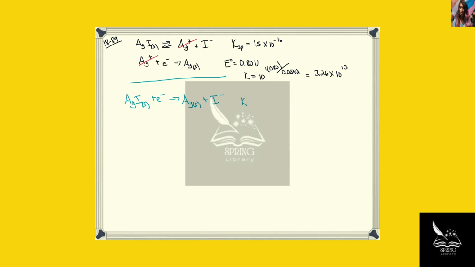We can now determine the equilibrium constant for this reaction by recognizing we summed these two reactions together to get the overall reaction in question, so we need to multiply our K values. If we multiply our K values, we'll get an equilibrium constant for this half reaction of 4.89 times 10 to the negative 3.